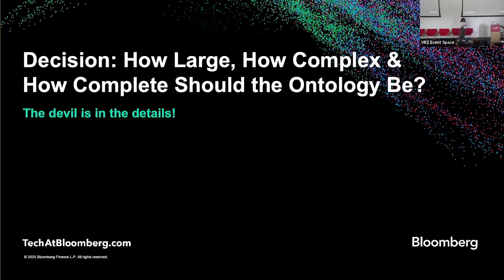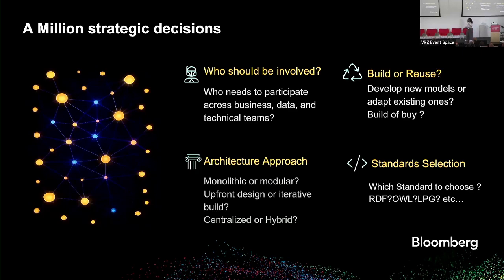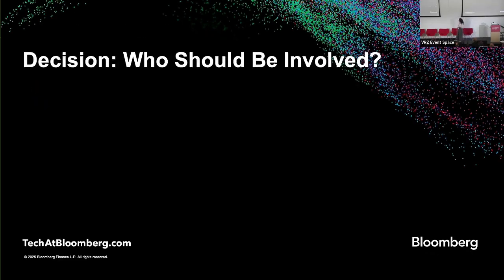Okay, so now we're going to take a little sideways. We want to build the ontology, and the question is how complex, how complete, how big should this ontology be? There's a million decisions that you have to make at this phase. Like, who should be involved? Should we reuse? Should we build from scratch? Should we build or buy? What should the architecture look like? Should it be one big model? Should it be many modules? Which standards should I stick to? There are a lot of these questions, and unfortunately, I don't have time to get into all of them, but I've picked a few that I think are pretty important.